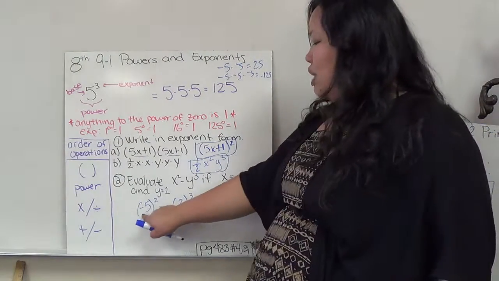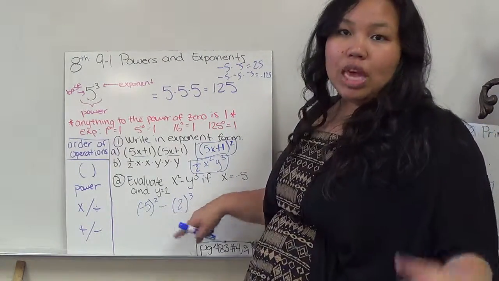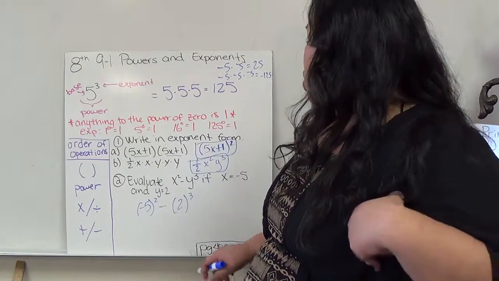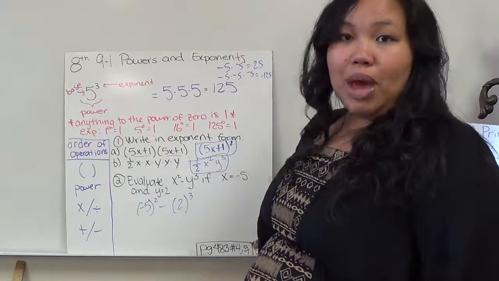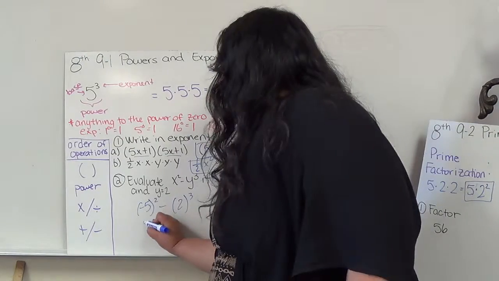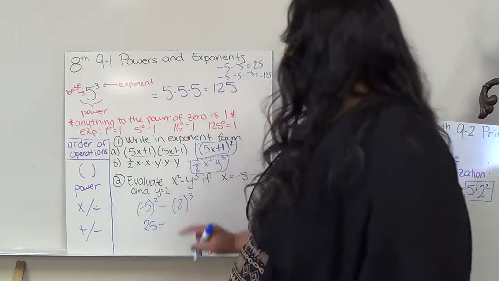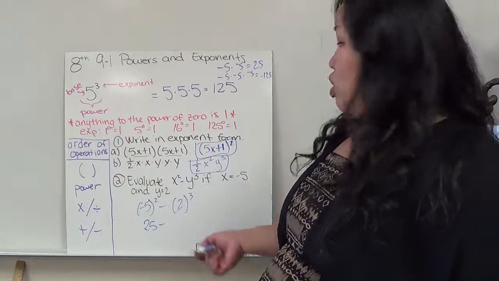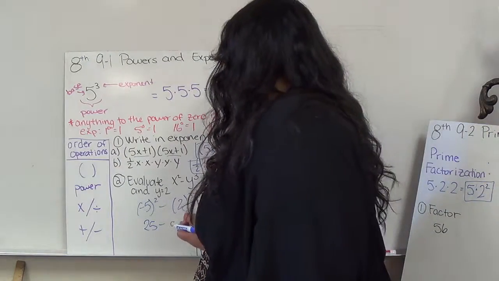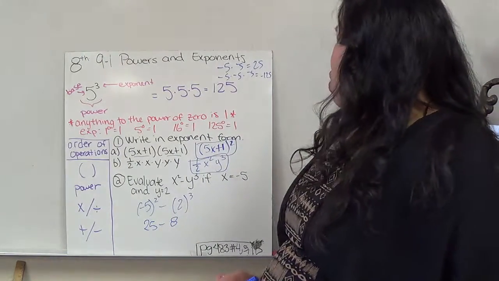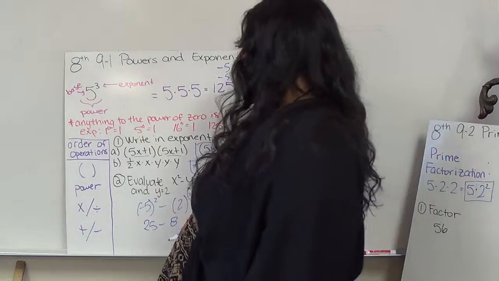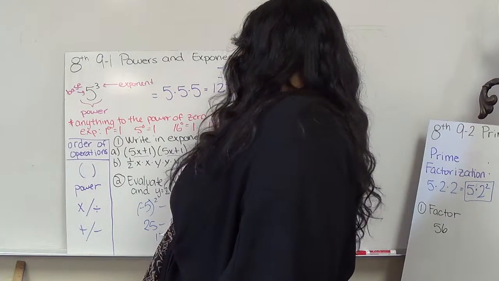And that's only if the base is negative. If it's positive, it doesn't matter. I just do 2 times 2 times 2. This negative is not touched by any of the powers. So this gives me positive 25 minus 2 times 2, which is 4, times 2, which is 8. Which then gives me 25 minus 8, which is 17.